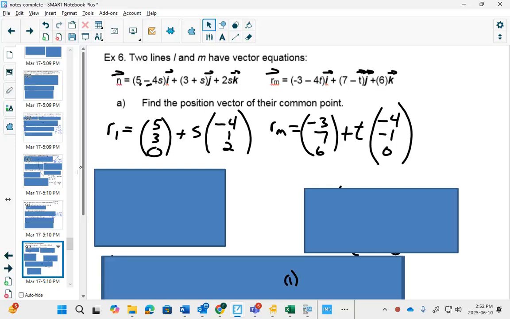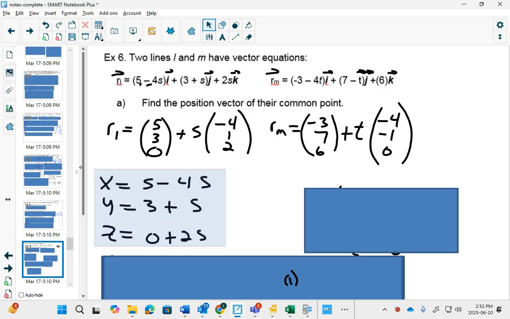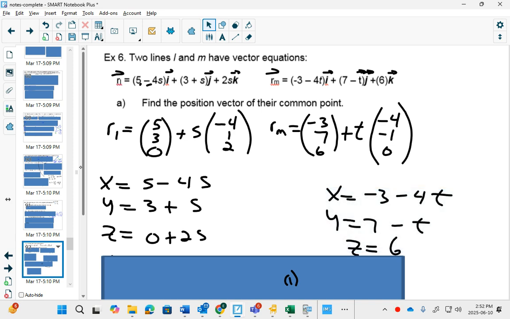So for visualizing things, here we have 2 lines in 3 dimensions. And apparently they cross at one point. How do we find that common point? Well, we look at the parametric equations for the one line and the parametric equations for the other line. You get actually a whole bunch of little mini systems of equations.